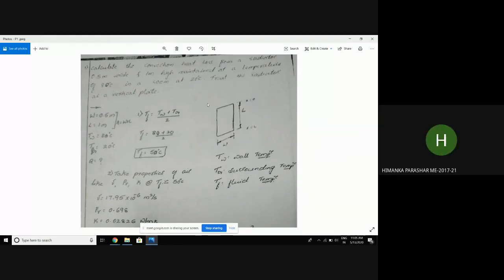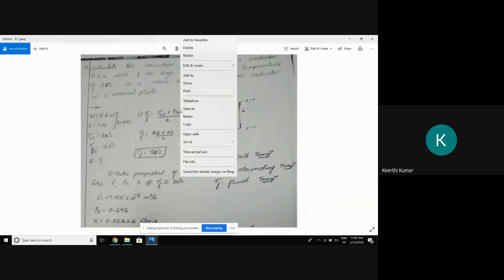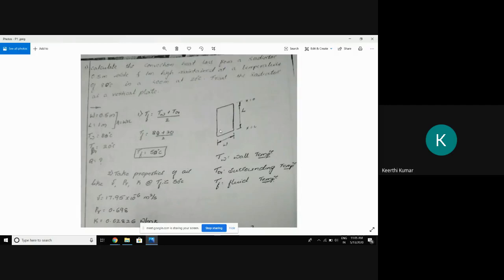Sir, they haven't mentioned free or forced convection, no, sir. Yeah, that's what I'll come to. Here in the previous problem, it was mentioned that it was a free convection. But now, just a minute. How to take the pointer? Anybody having an idea? Or can you see the cursor? If I move the cursor, can you see? Yes, sir. Okay, fine then.